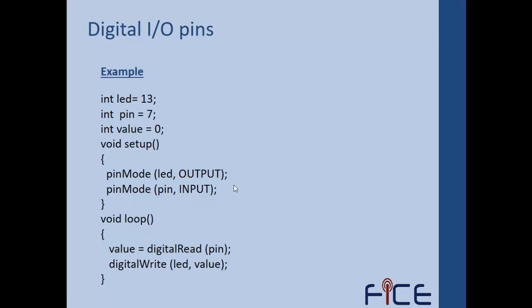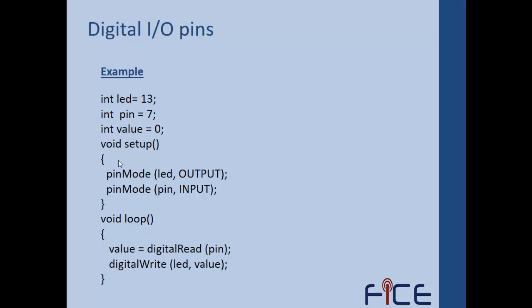Now in void loop, what do you want to do? Whenever you press the switch, it will read the value, and whatever value is there, it will write on pin number 13. We have already declared one variable, value, and initially its value was 0. Now we are reading the pin and storing the value into value. So value equals digitalRead(pin).